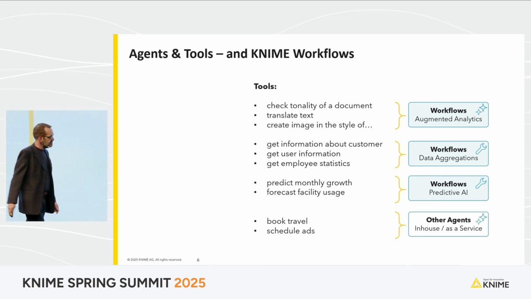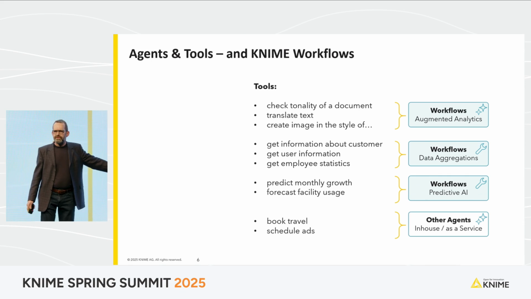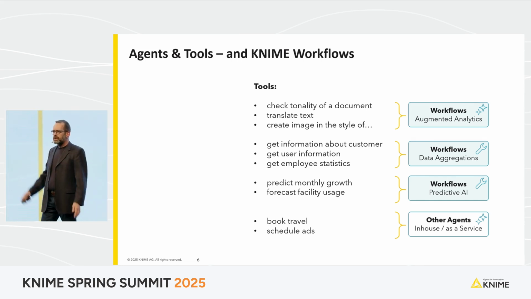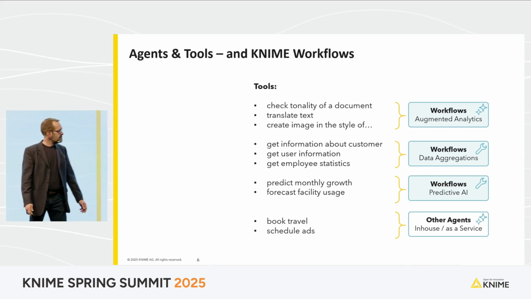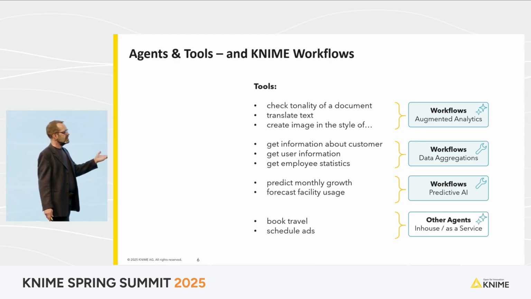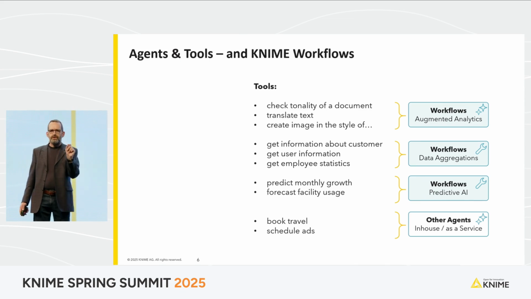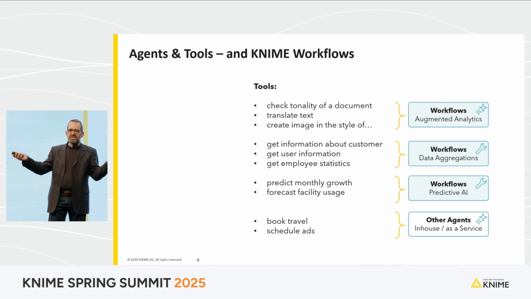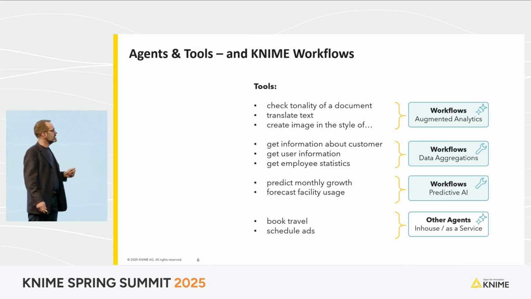And then down here, that's probably stuff where you just point to Booking.com or Expedia or one of these travel sites that have a tool that allows you to automatically book travel, or you reach out to whoever you want to schedule ads with. So those are agents that are probably not necessarily modeled as KNIME workflows. You could, but the KNIME workflow is essentially just going to have one node that does a REST call. So if you want to do it like that, fine, but it's not a necessity.